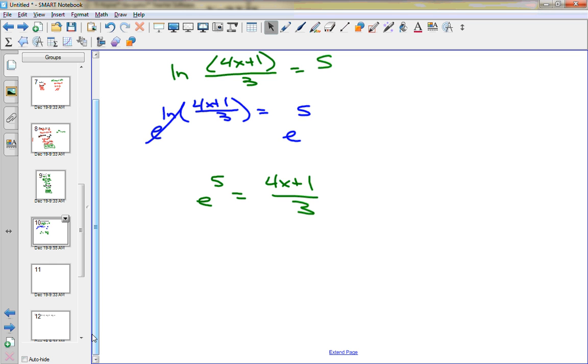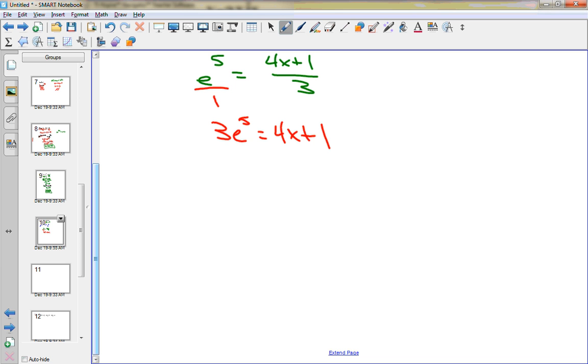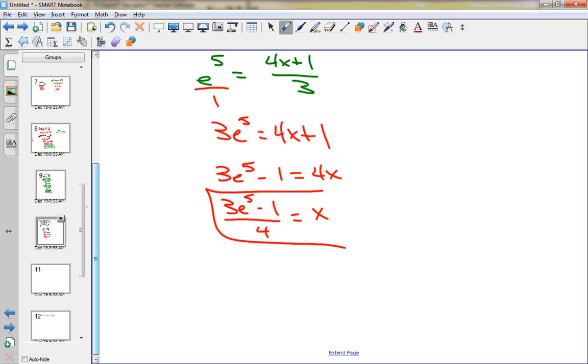Now, what can you do? Well, I'm going to leave this e to the fifth as a number, because it just is. So I'm just going to leave it as a letter there, and I'm going to cross multiply. What am I solving for? Solving for x. What do I do? Subtract the 1, and then divide by 4. There's x. It's just a number, right? So can you plug that into your calculator and get a number out? Sure you can.